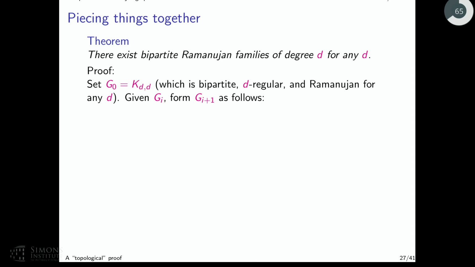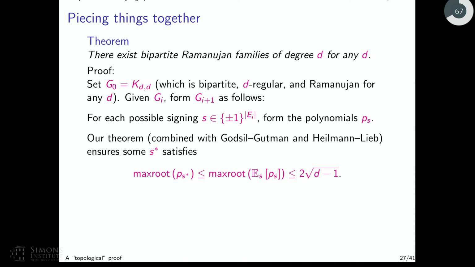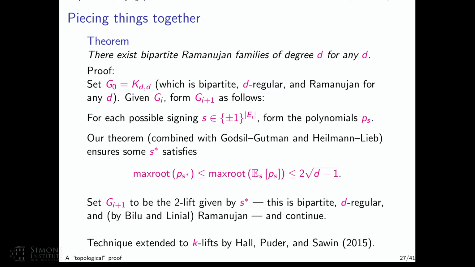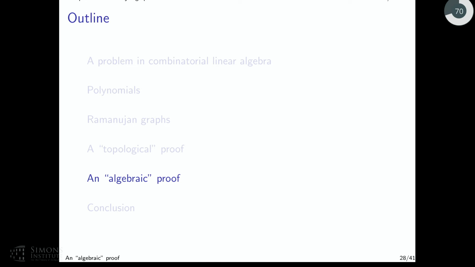So piecing things together, there exist bipartite Ramanujan families of degree D for any D. You start with K_{D,D} or K_D. You pick a lift. Our theorem implies that there exists some lift whose maximum root is at most 2 square root of D minus 1. This combines the matching polynomial and the bound on the matching polynomial. And then you iterate. And it's exactly what Will was talking about. This technique extends to K-lifts by Hall, Puder, and Sawin.